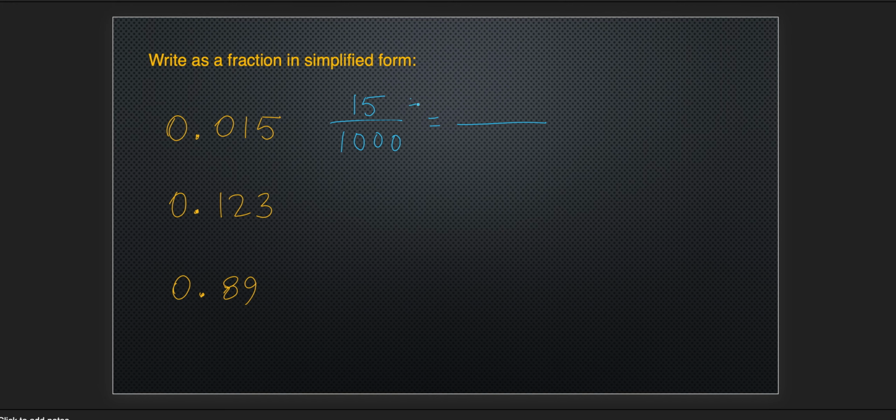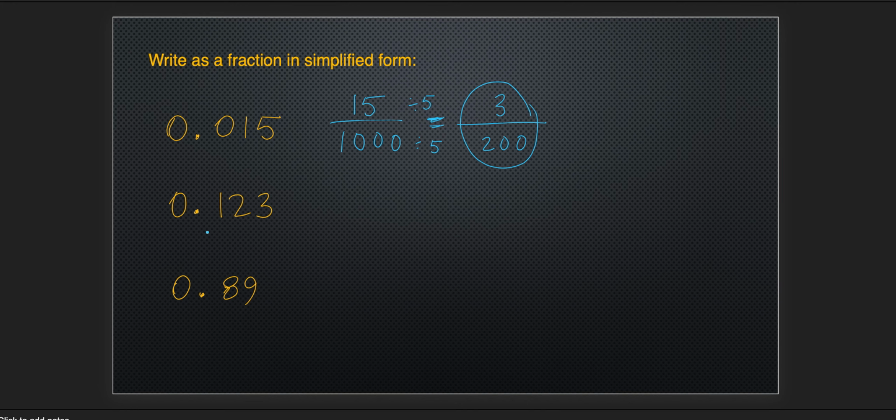So I'm going to divide, if I could talk, 15 divided by 5 is 3, and then 1000 divided by 5 is 200, and then I'm looking at 3 over 200 to think if that's reducible or if we can simplify it, but that's it. 3 is pretty much prime, and 3 won't go into 200, so that'll be it.